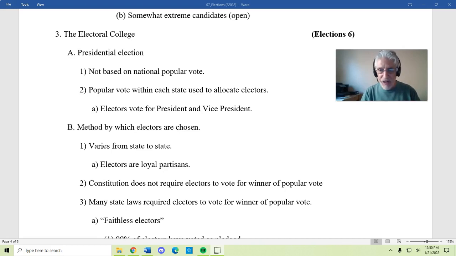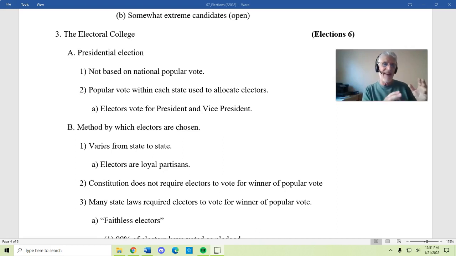That's how we vote for senators. That's how we vote for members of the House. That's how in California we vote for our state assembly, our governor, our state senate. That's how we do almost every other election, but not the president. Now that doesn't mean that the popular vote is unimportant when it comes to voting for president.